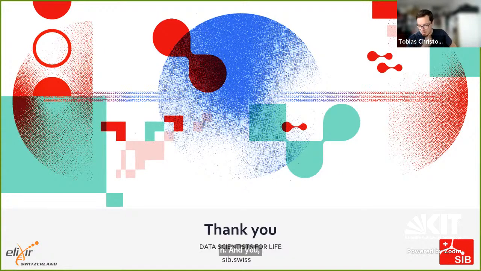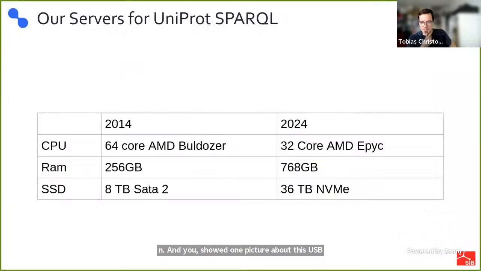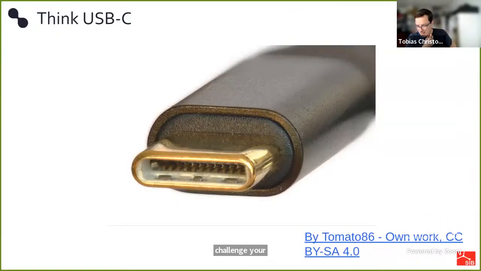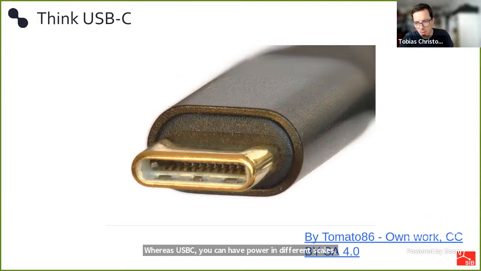You showed one picture about this USB-C figure, right? Yes. And I want to challenge your metaphor. I mean, the plug itself is easy, but I would say that RDF is that simple and can do one thing very well, namely to model triples and have a very flat kind of graph, whereas with USB-C, you can have power in different scales, data fast and slow. So while the plug itself is more standardized, the content and everything can be anything. So in that sense, it's a complicated plug. Or how far does your metaphor go?